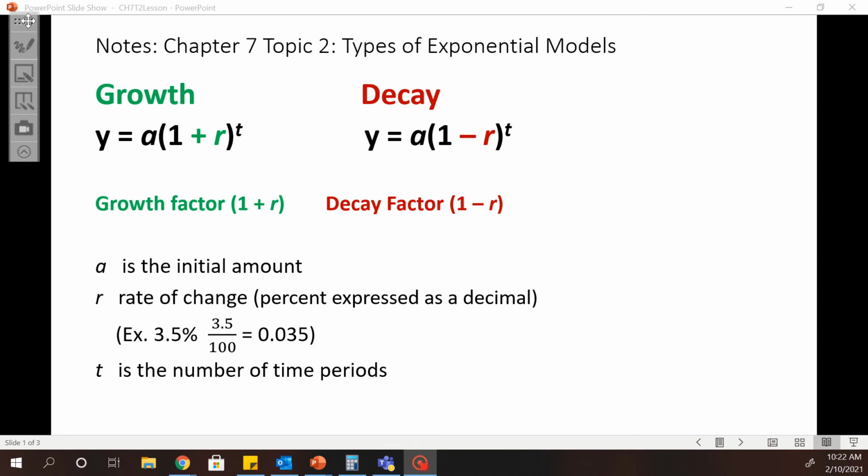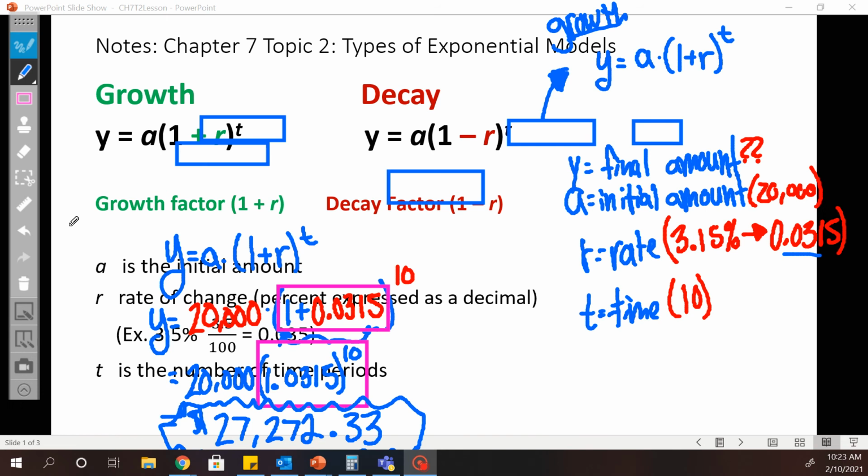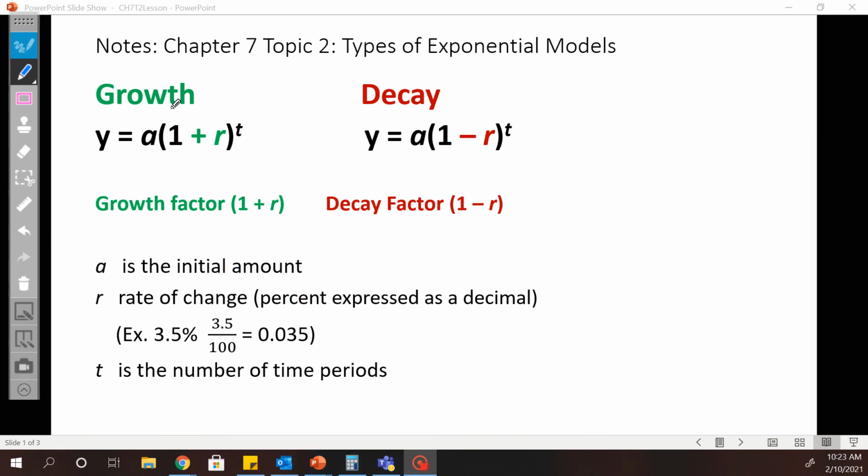Alright, today we're going to look at topic 2 of chapter 7, which is modeling real-world situations using exponential equations, exponential formulas, exponential functions. There are two types of exponential modeling. There is growth, which means that the value is growing exponentially. There is also decay, which means that it's decreasing exponentially. So this is increasing, this is decreasing.